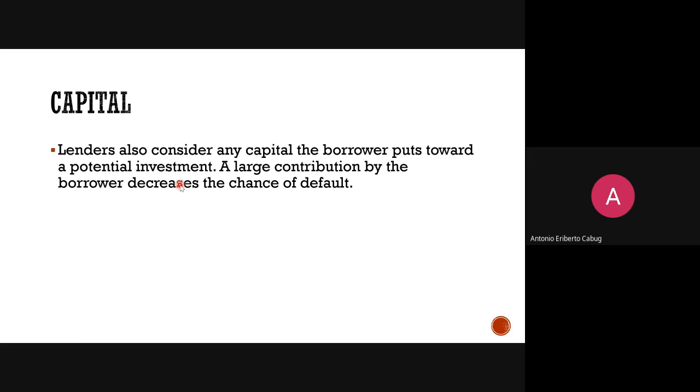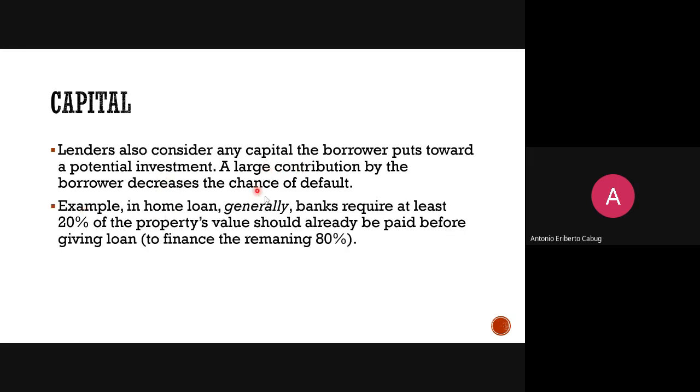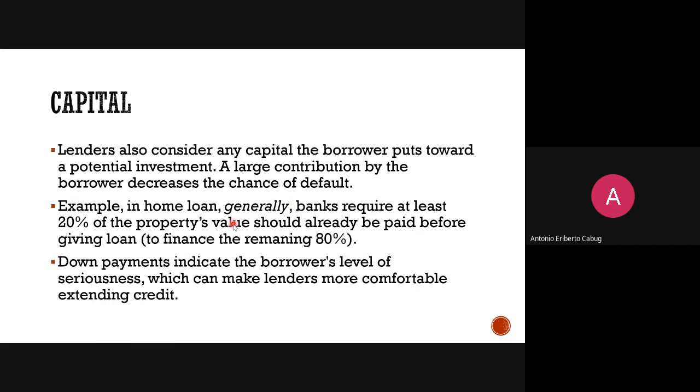So, ganun din kapag sa bahay. Kunyari, bumili ka ng bahay, nag-down payment ka ng 200,000 out of 1 million. 1 million lang tayo para mas madali yung analysis. So, ibig sabihin nun, seryoso ka. Okay? Example in a home loan, generally banks require at least 20% of the property's value should already be paid before giving the loan to finance the remaining 80%. The borrower's down payment indicates their level of seriousness, which can make lenders more comfortable in extending credit.